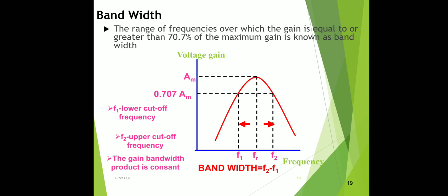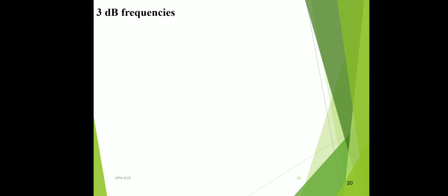So in general, we can say the bandwidth is the difference between the higher cutoff frequency and the lower cutoff frequency. That means F2 minus F1, or we can write F H minus F L, higher cutoff frequency minus lower cutoff frequency. These are the 3 dB frequencies.